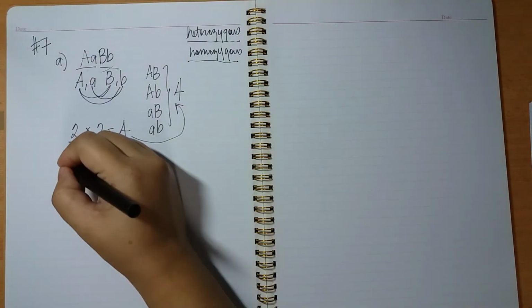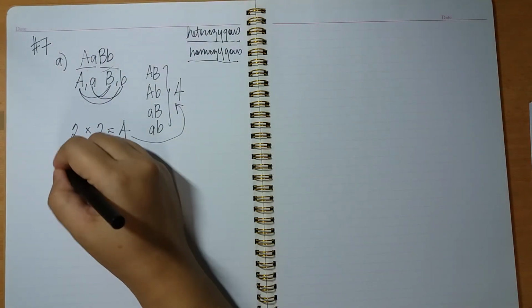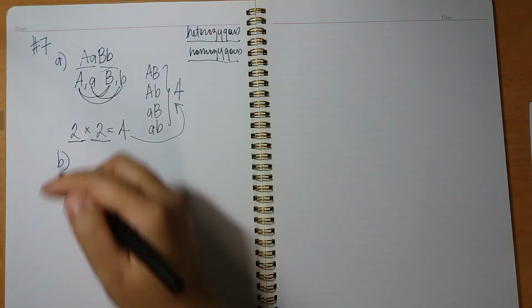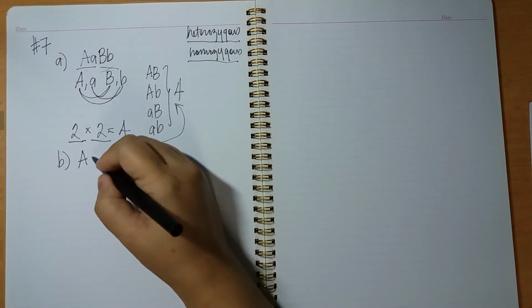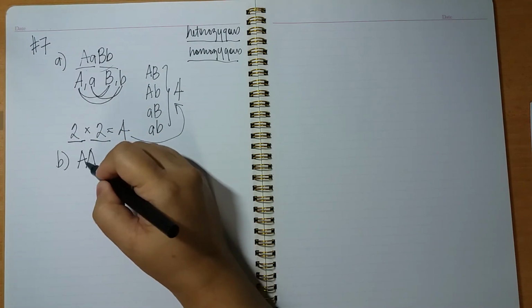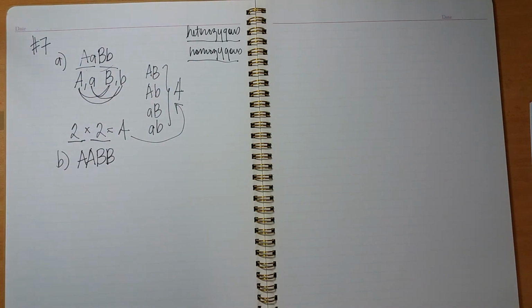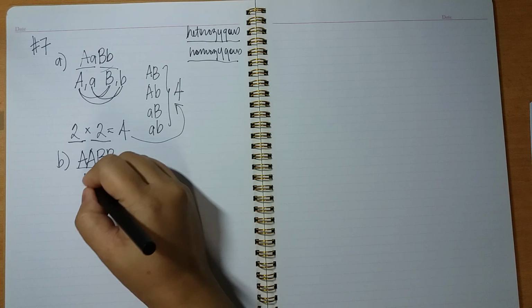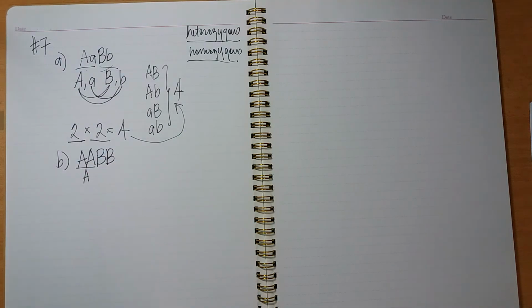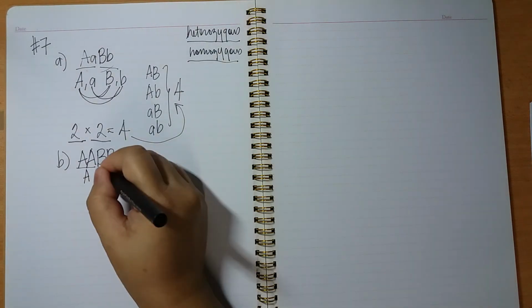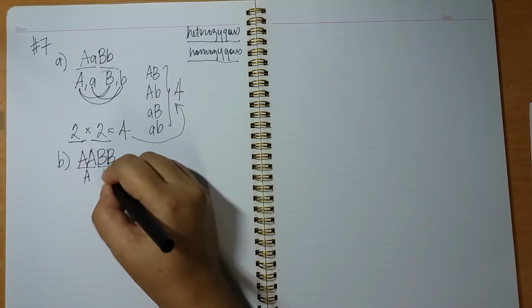Okay? So, let's look at this letter B. Letter B is easier, right? Letter B, the genotype of the parent is big A, big A, big B, big B. So, how many gametes will this produce? Notice that for each pair, it is homozygous. So, with respect to A, it can only produce gametes containing big A. And for B, it will only produce gametes containing B.